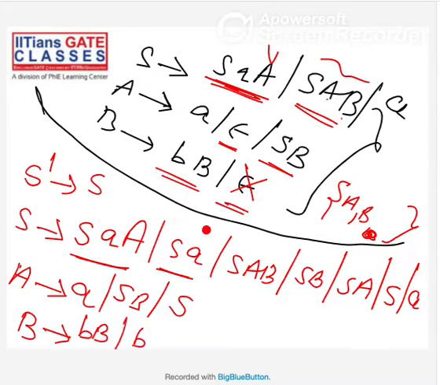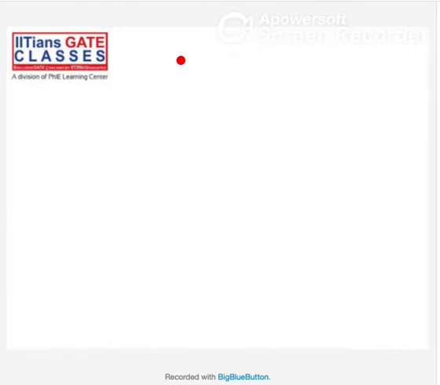So this is how you can remove the null productions. You can see all the null productions have been removed. So this is your null production removal algorithm. Now you are ready. If anyone has any doubt, then you can ask, else you can try this example.